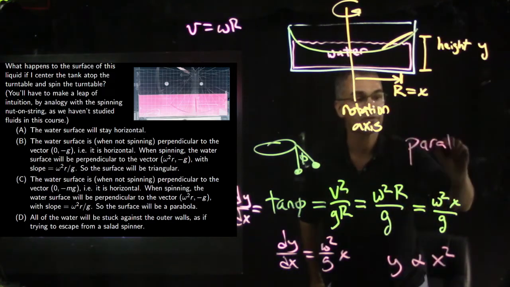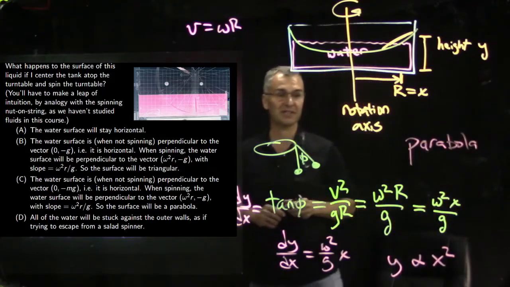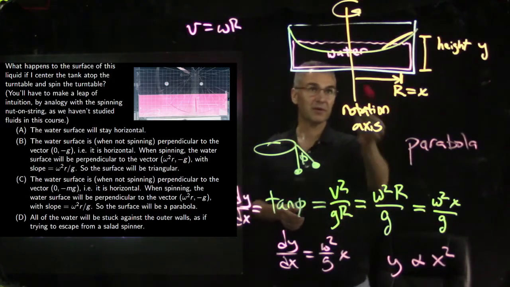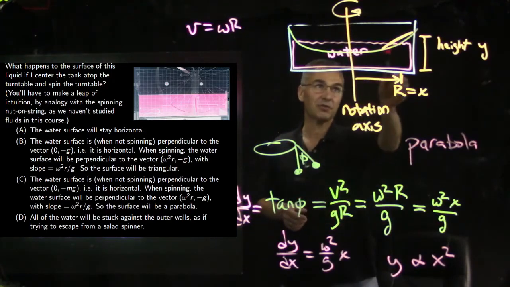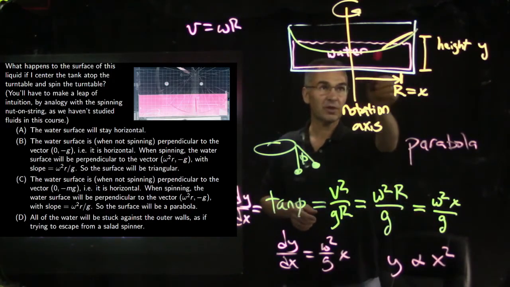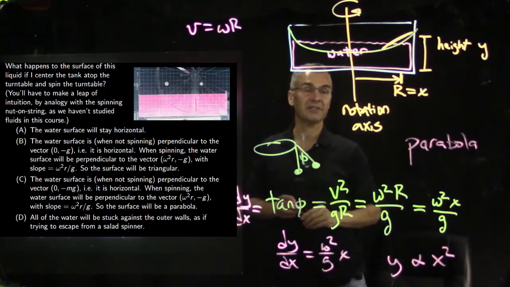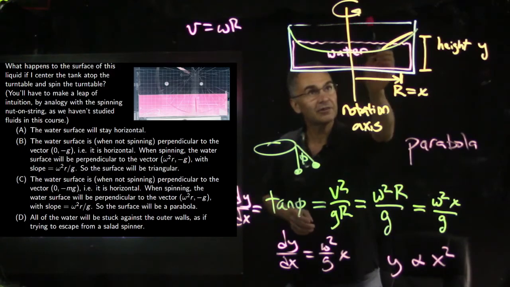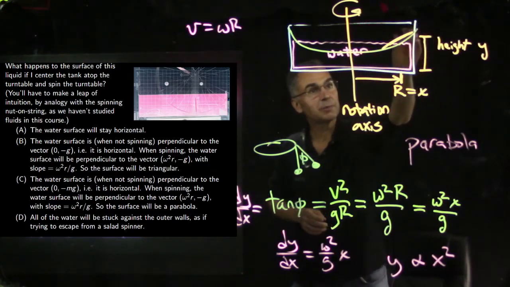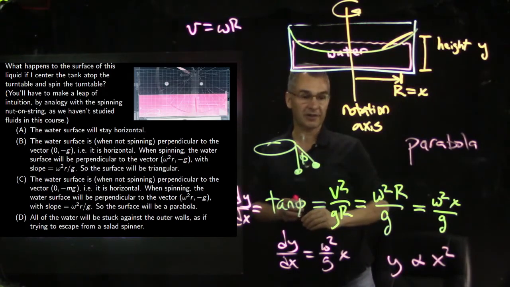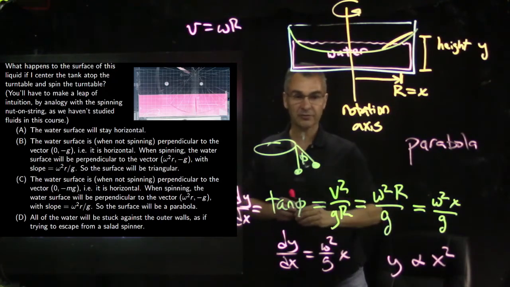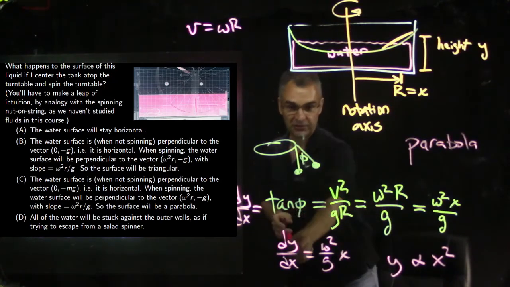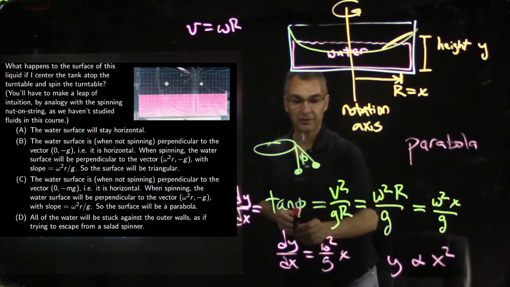So I claim, and you don't have to follow any of this, it's just for fun, that we're going to see a parabola, that the height of the water will be proportional to the square of how far out we are from the axis. Basically for this reason, so that the angle with respect to the horizontal will be proportional to how far out we are. And that is basically the equation for a parabola, because it says that the slope is proportional to how far out you are, and that's true for a parabola.